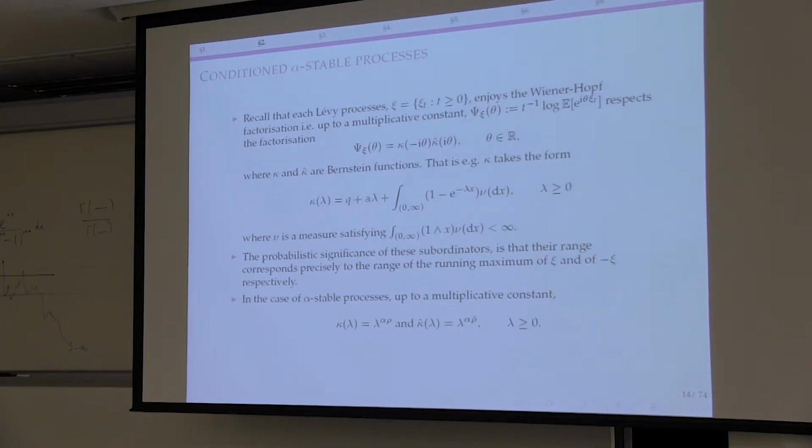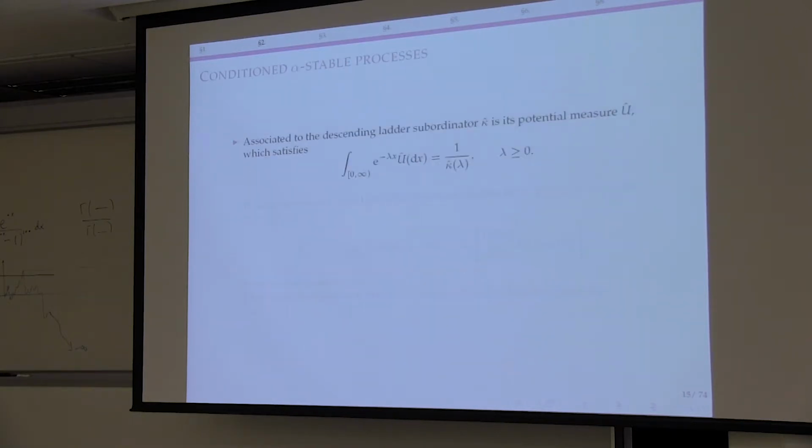So how do you condition a stable process to stay positive? Again, remember we have this Wiener-Hopf factorization. The answer comes out of the Wiener-Hopf factorization. In the stable case, the factors are rather easy. They're two stable subordinators. You're not surprised that the Wiener-Hopf factorization of a stable process is two stable subordinators. One has index alpha rho, the other has index alpha rho hat.